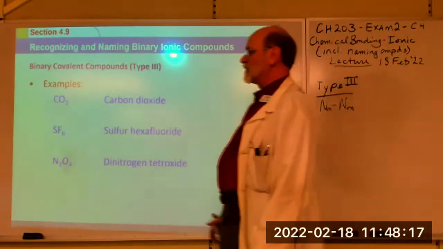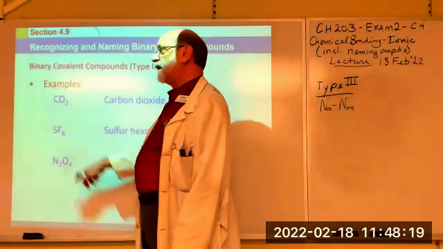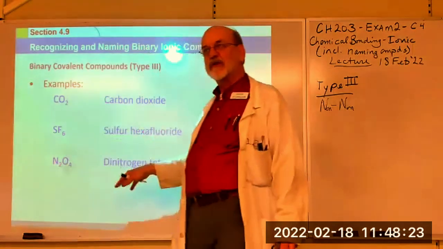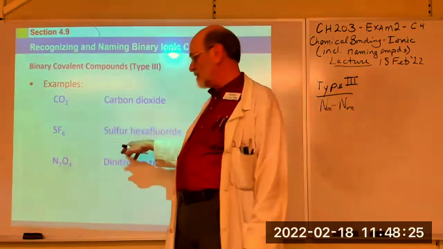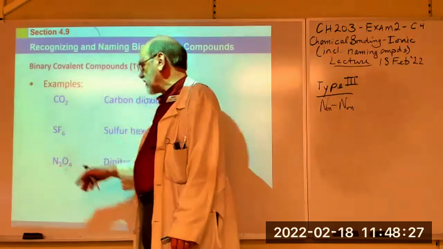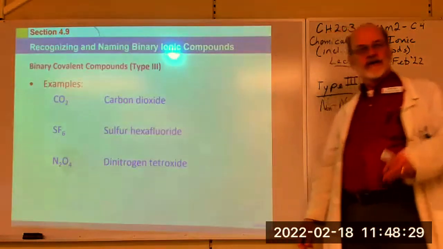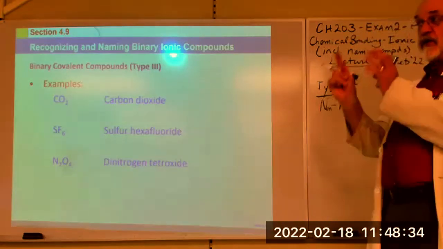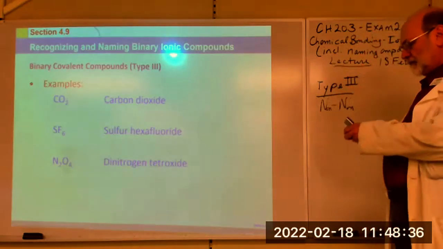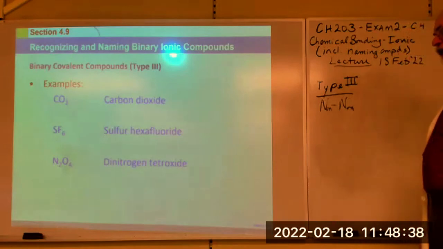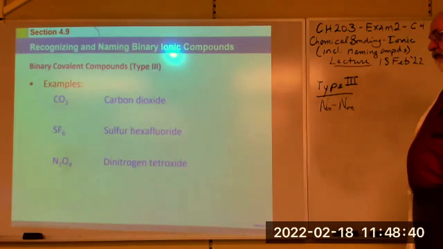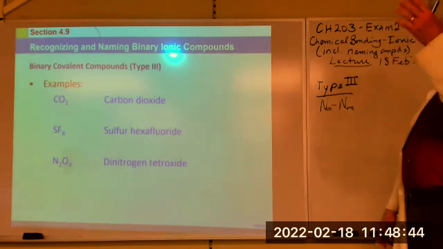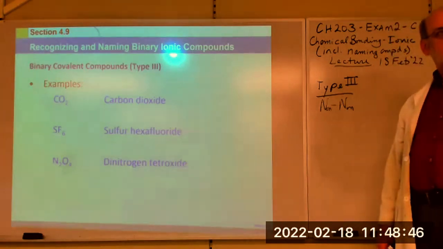Let's see. Carbon is left of oxygen. That's good. Sulfur is below and to the left of fluorine, that's good. It occupies the cation position. Nitrogen is to the left of oxygen. So those all three obey that rule of thumb. There are occasions when they're reversed. But most often, if you're backed into a corner, the one to the left and below gets the metal position.